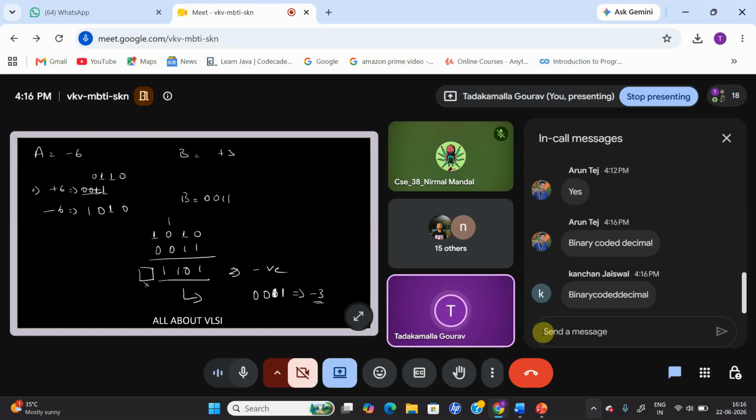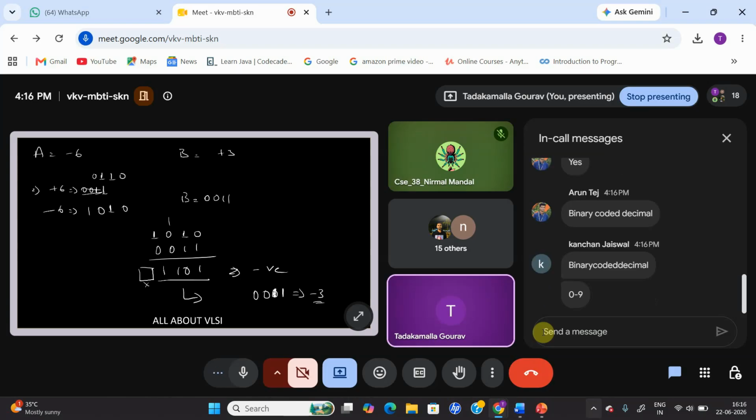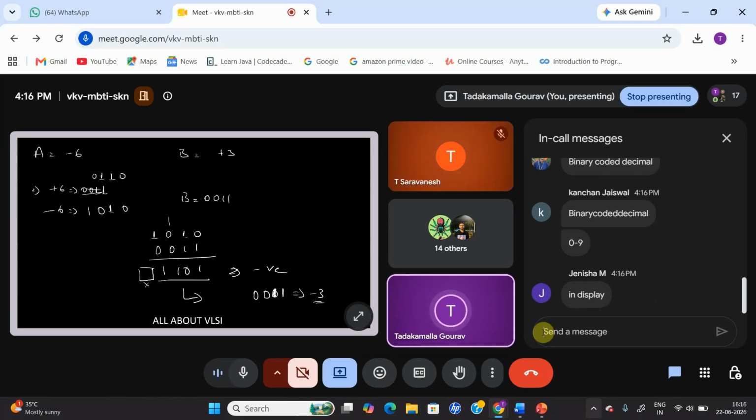Binary coded decimal, exactly. BCD basically stands for binary coded decimal. And where are we using it? What is the application of BCD? Exactly, in 7 segment displays.